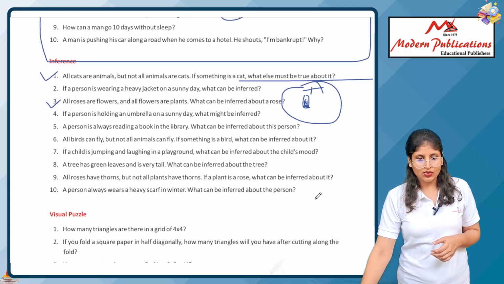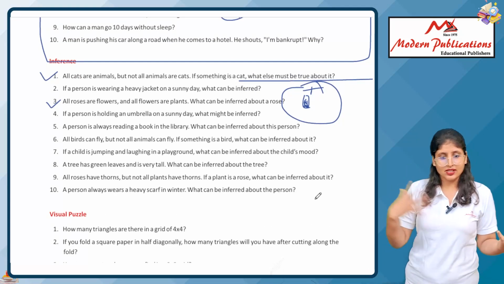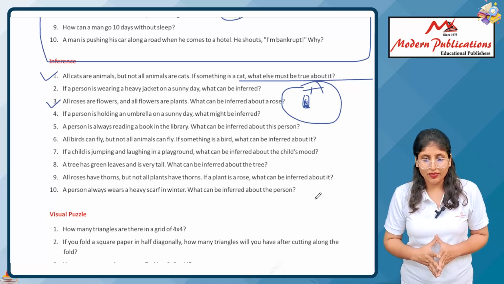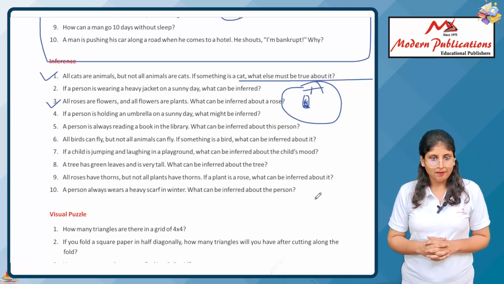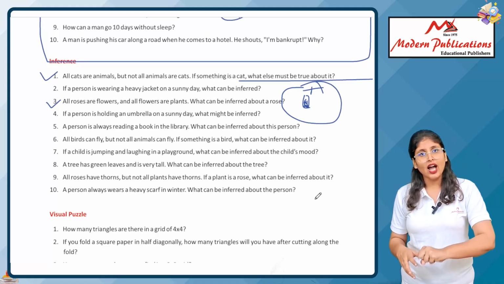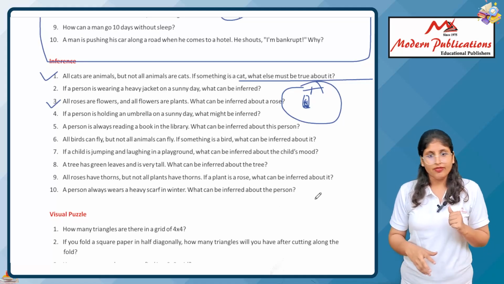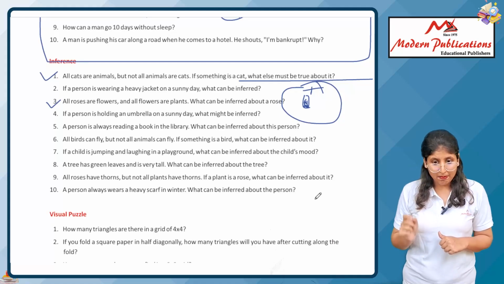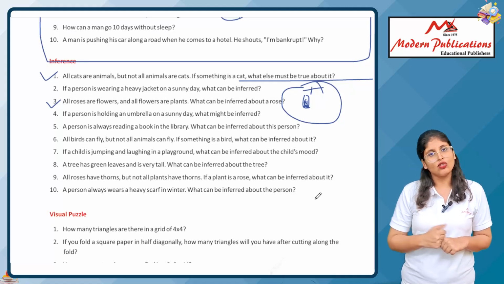Yes, all roses are flowers. If all roses are flowers and all flowers are plants, what can you infer? Roses are flowers, because all roses come under flowers. And if all flowers are plants, then a rose is also a plant.